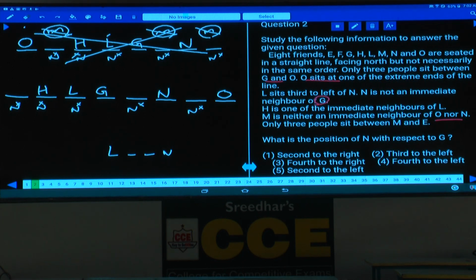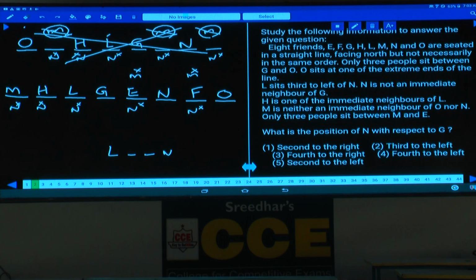Then what is the second one here? Now in the second case, M is neither an immediate neighbor of N nor O. M cannot be here and M cannot be here. As M cannot be in these two places, M must be here. Isn't it? As M is here, how many persons are in between M and E? There are 3 persons in between M and E. E must be here. Then who is the person left over here? F is the person left over. Clear now?